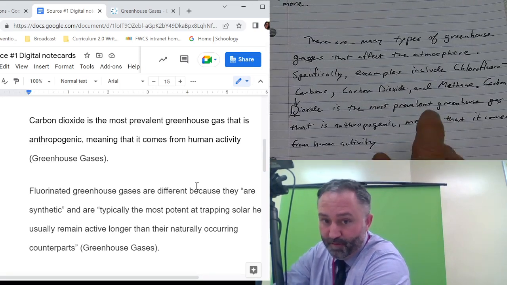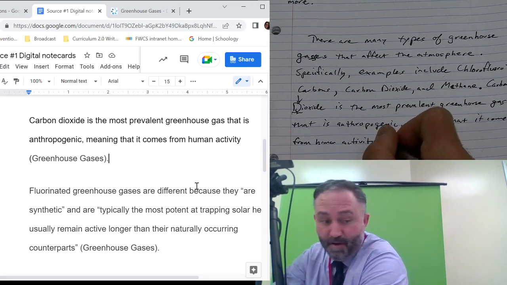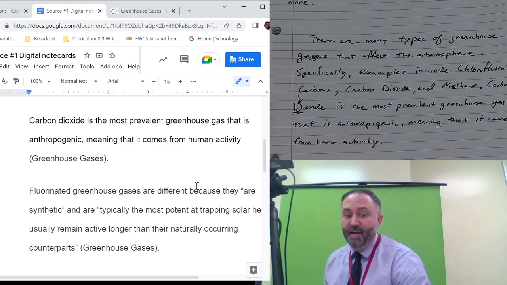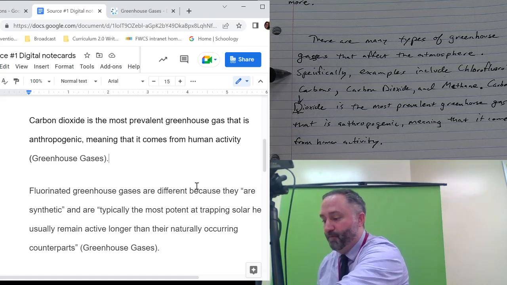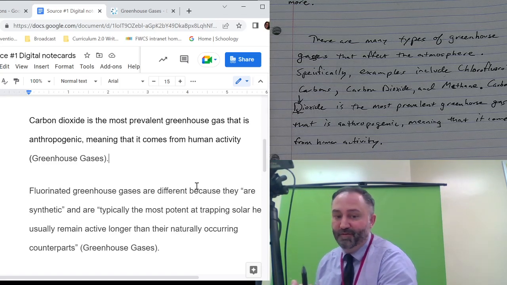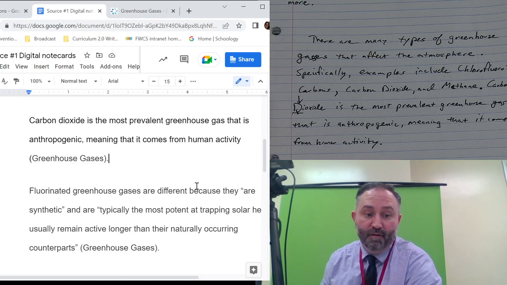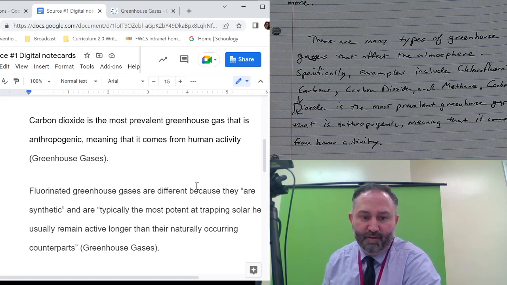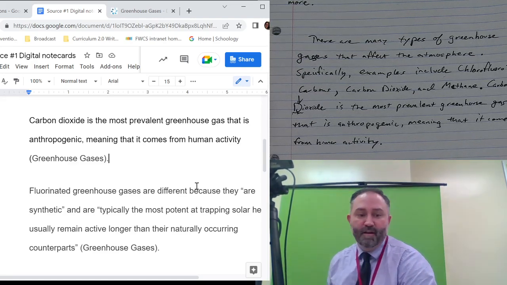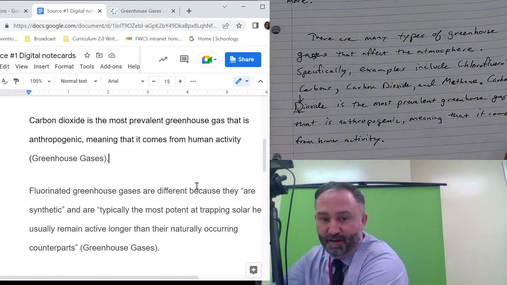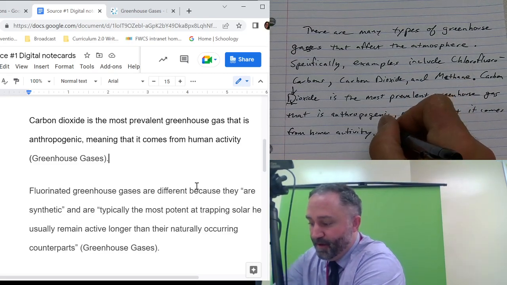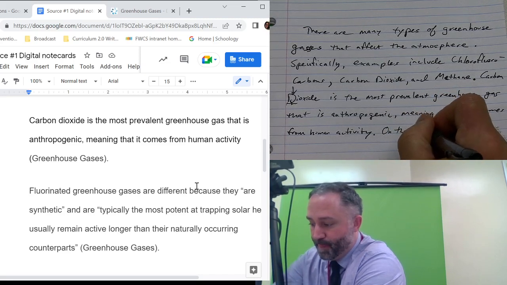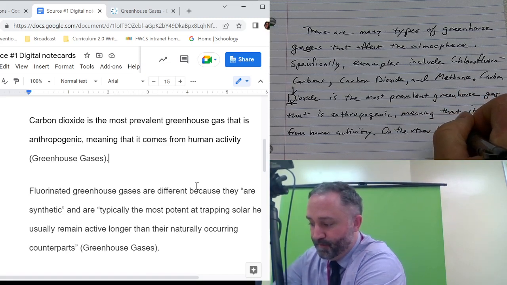So now we're kind of below the screen, but we're going to go ahead and scroll up a little bit. Now I'm not going to cite it yet because I have one more piece of information from the exact same source. Remember, if you have this from one source and this is from the same source, you only have to cite it after you do the final one. So the last one I was going to say, fluorinated greenhouse gases are different because they are synthetic and remain active longer. And so I'm going to reduce that down a little bit. So I'm going to say, on the other hand, let me use my transitional phrases.